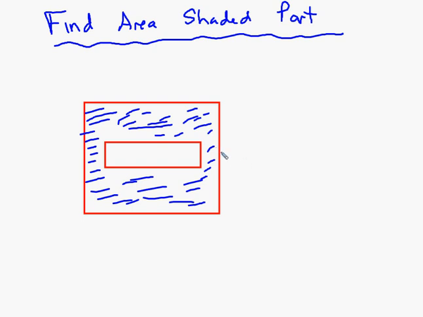Alright, so let's say this is a square, so these sides are all the same. Let's say those are all 9. We'll say this side in here is 8, and this is 3 maybe. Find the area of the shaded part.